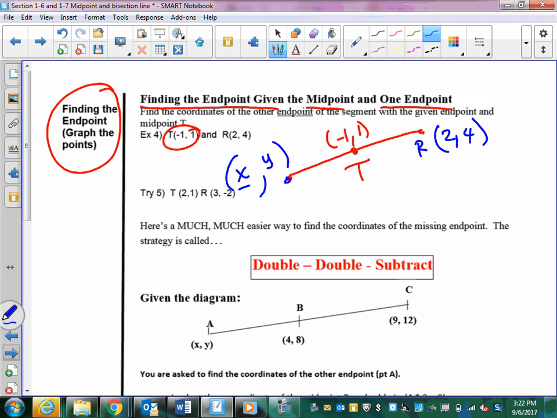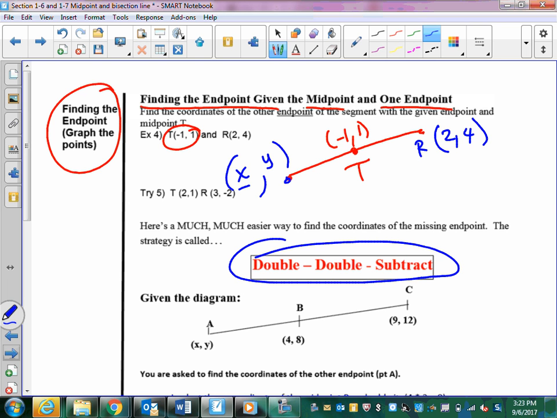So there are different ways of doing it. Graphing it is the best way. It kind of makes your life easier even if you don't have graph paper. So I'll show you the graphing way or the equation way, and then we have this formula that we use, double and subtract.